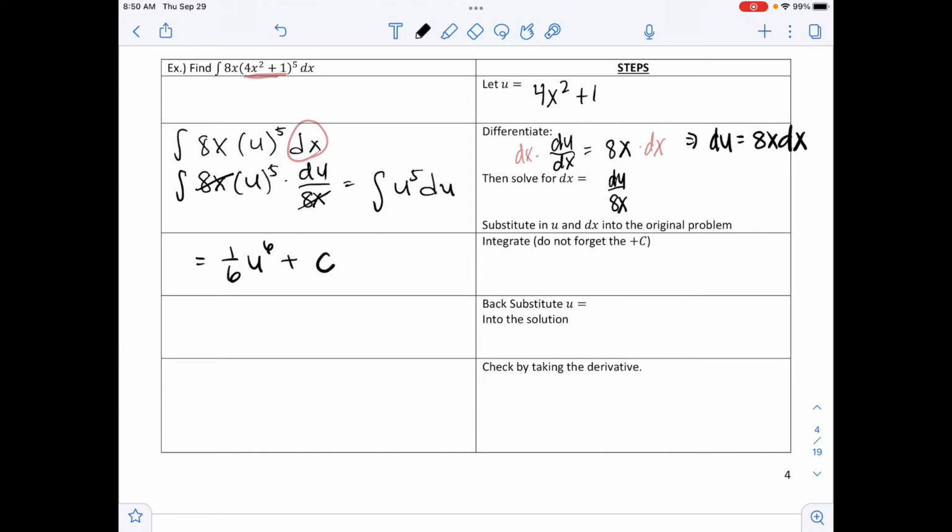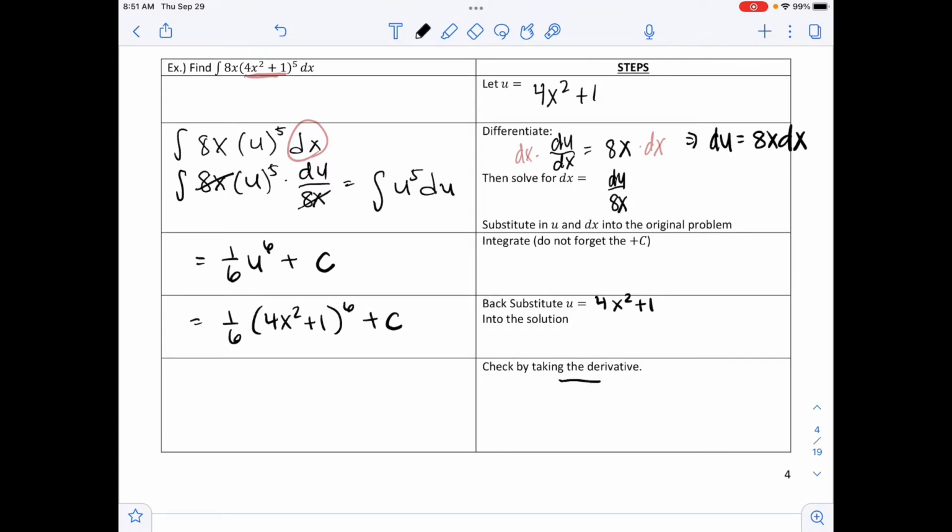The next step says to back substitute in u equals, remember u from up above is 4x squared plus 1. The reason why we do this is because our original problem is in terms of x's, and right now we have it in terms of u's. So from here, we're going to get 1 over 6 times 4x squared plus 1 raised to the 6th power plus c. And so the last thing to do is to check.